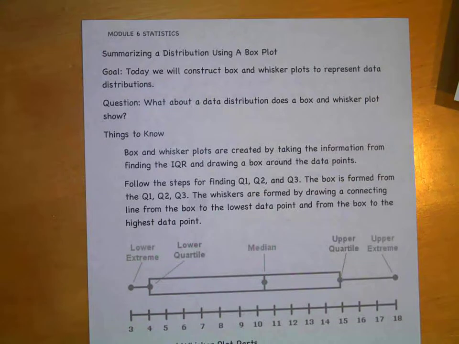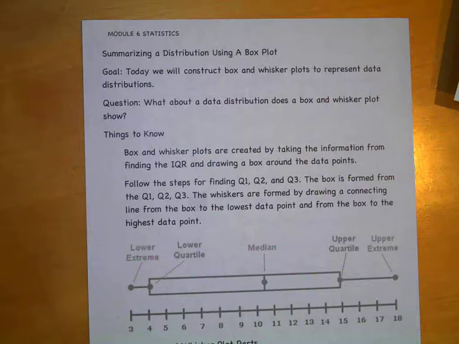The question I want you to be thinking about is what about a data distribution does a box and whisker plot show? All right, things to know. Box and whisker plots are created by taking the information from finding the interquartile range, or the IQR, and drawing a box around the data points. It's really easy because you're basically doing the last lesson's math, but now you're incorporating a box.